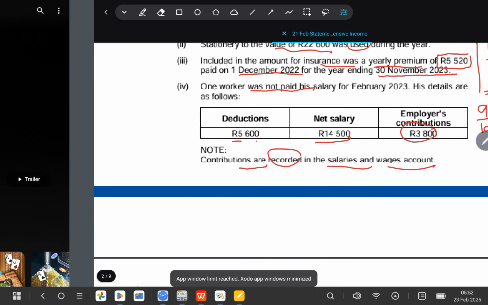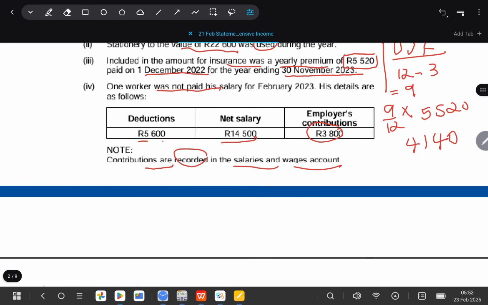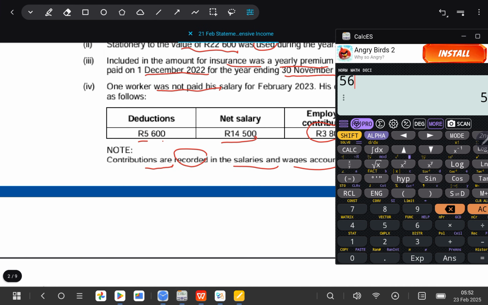Okay, let me go back to that document. My apologies about that. So for the calculator, remember we have 5,600, right?